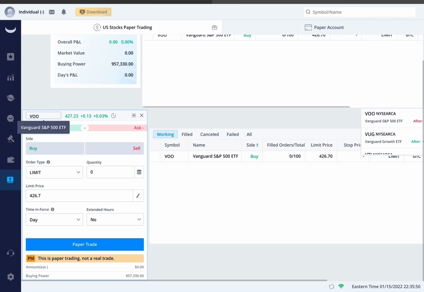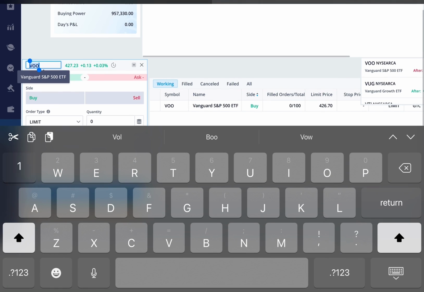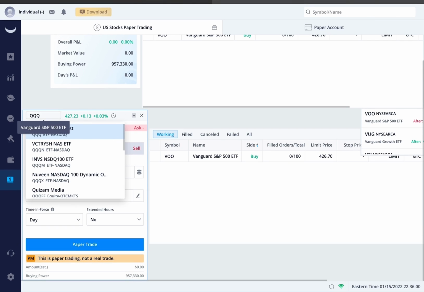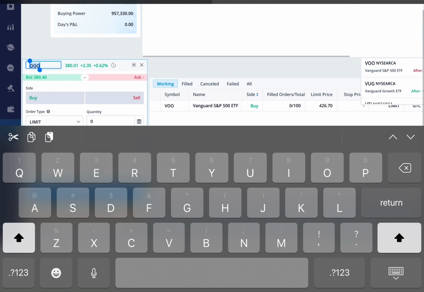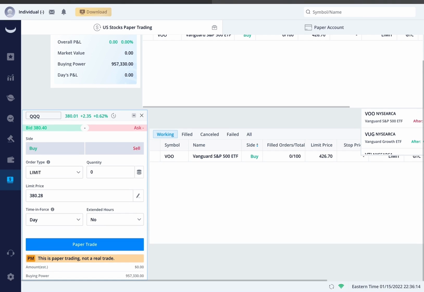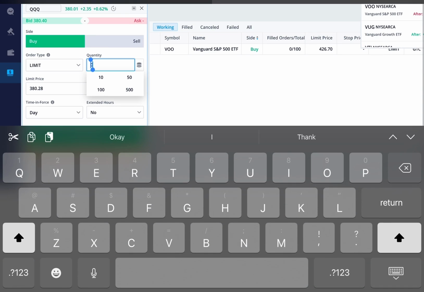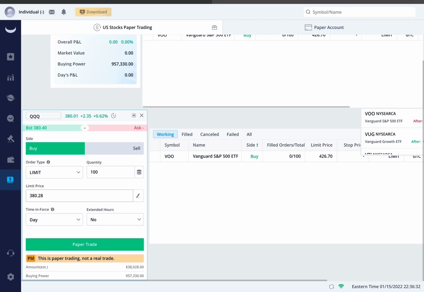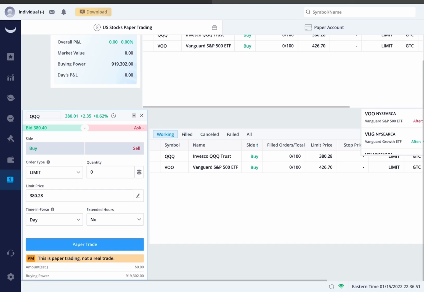So the next one I'm going to buy is triple Q. So I'm going to type in triple Q, QQQ, and you'll see what it is in a moment. And then let me go ahead and choose triple Q. All right. There we go. And triple Q's price is $380, so I'm going to hit buy. And then I'm going to do a limit order, not market. I'm going to do 100 shares of that at $380.28. I'm going to do a GTC extended hours, and then I'm going to go ahead and hit paper trade. This is not real money, okay? And then you'll see it show up. So it is the Invesco Triple Q Trust. So that's what I just bought 100 shares of with my fake $1 million.